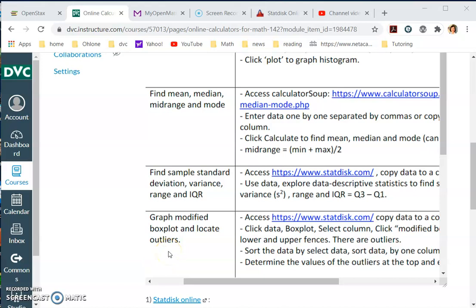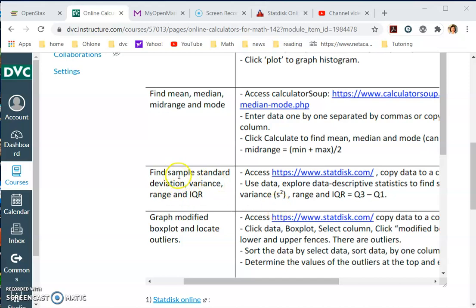Hi, statistics student. In this video, I'm going to show you how to find sample standard deviation, sample variance, range, and IQR, which are all measures of variation or measures of spread for a set of data. This will be taught in chapter 2. We will use Statdisk to do this because all these can be calculated from Statdisk.